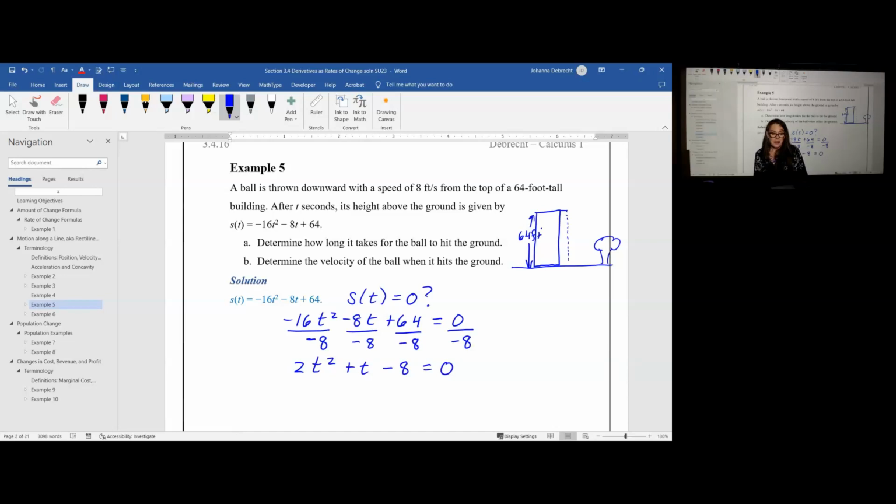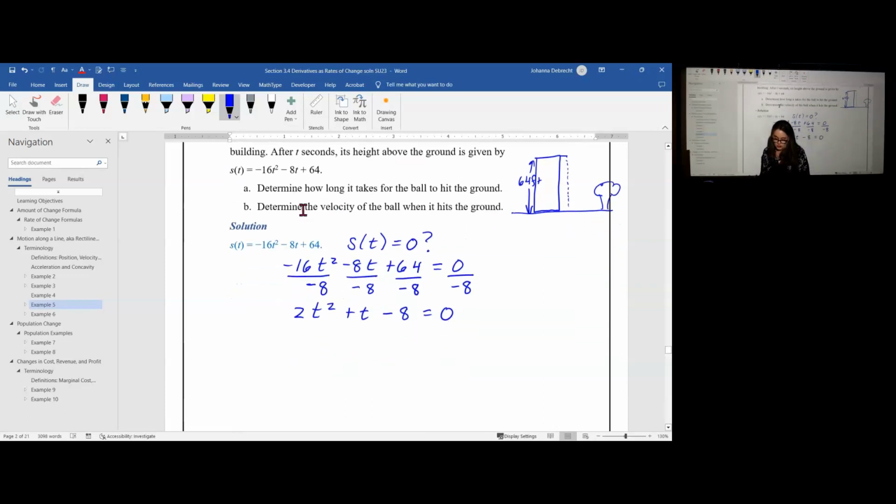You can try, but this does not factor. And if it doesn't factor, your choice is either completing the square or using the quadratic formula. I'm going to use the quadratic formula with a equal to 2, b equal to 1, and c equal to -8. My time has to be the opposite of b plus or minus the square root of b squared minus 4 times a, which is 2, times c, which is -8, all of which is divided by 2 times the leading coefficient.